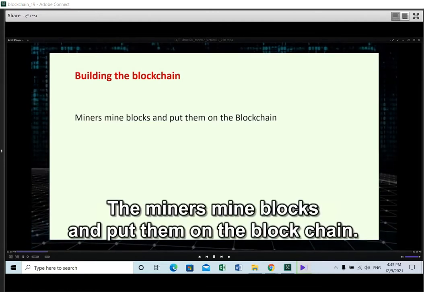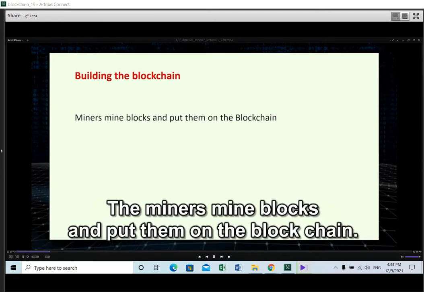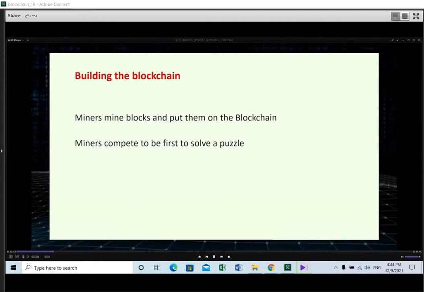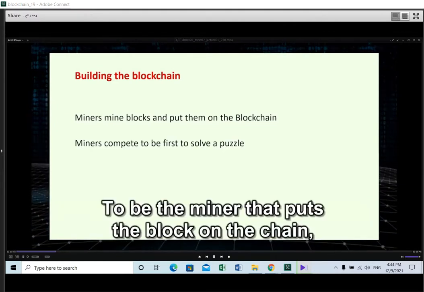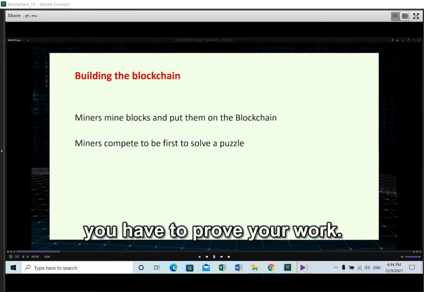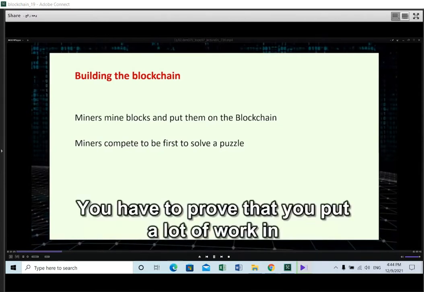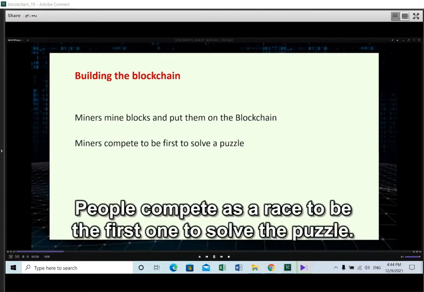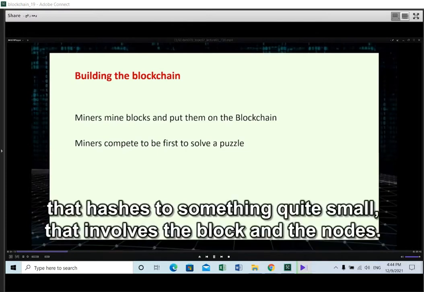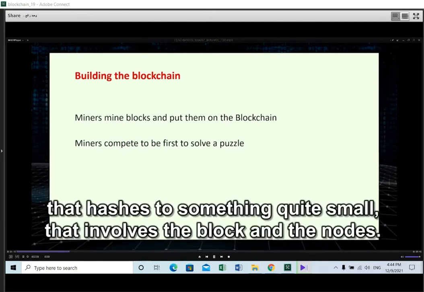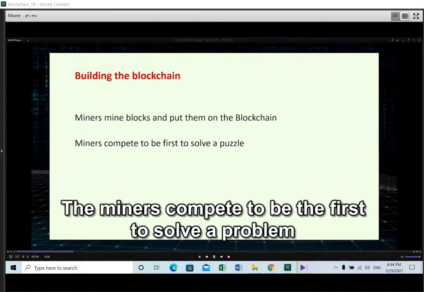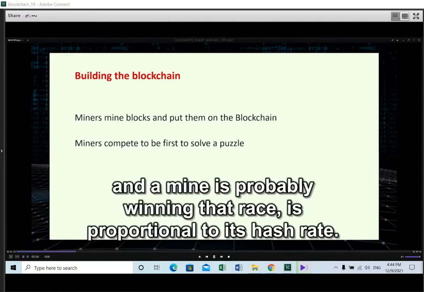So the miners mine blocks and put them on the blockchain, right? As I say, we have this kind of linear model that's happening. And to be the miner that puts the block on the chain, you have to prove your work. You have to prove that you put a lot of work in, and you do that by solving a puzzle. People compete. There's a kind of race to be the first one to solve the puzzle. Remember, the puzzle is you have to find something that hashes to something quite small that involves the transaction, the block, and the nonce.